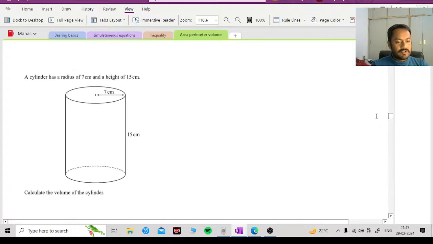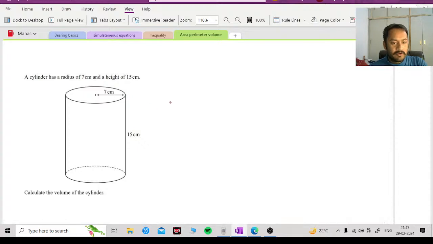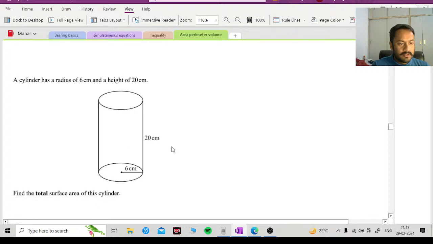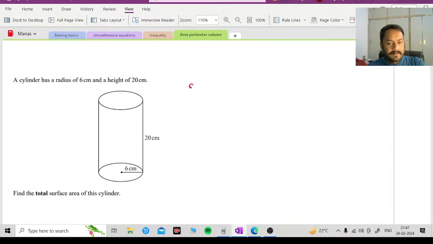Before we start this question, we already know that to find the volume of a cylinder it is pi r square h. By applying this formula, you have radius as 7, so this is r, and the height is given to you. This is easy, so we are skipping this question. Now let's do this one, finding the surface area of the cylinder. Surface area of cylinder, this I want you to try.